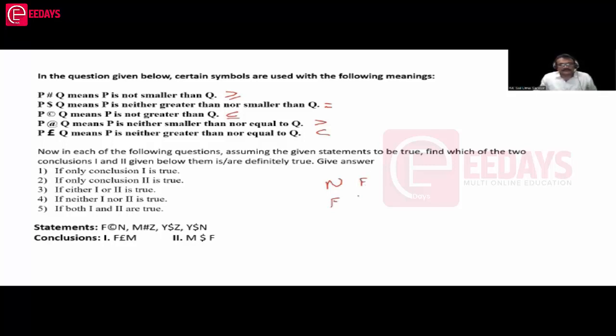But what about this one? F is less than or equal to n. Now you remove horizontal value and vertical value. Right. What next?